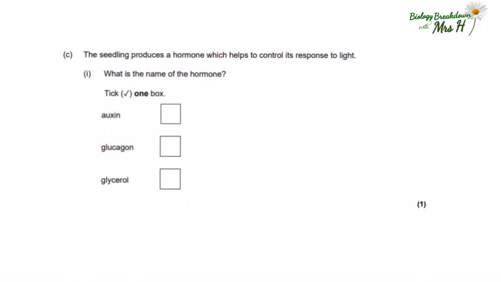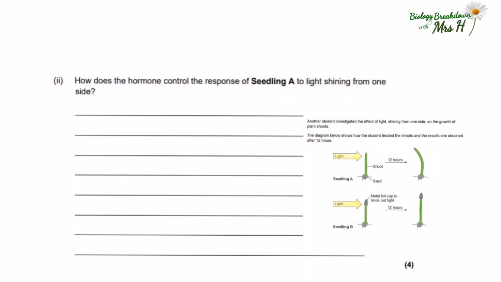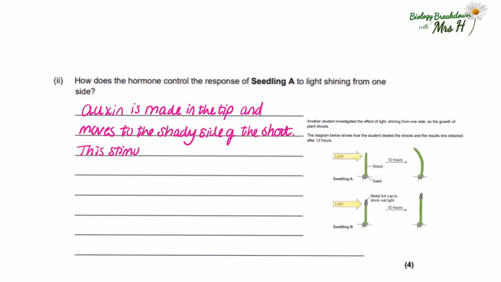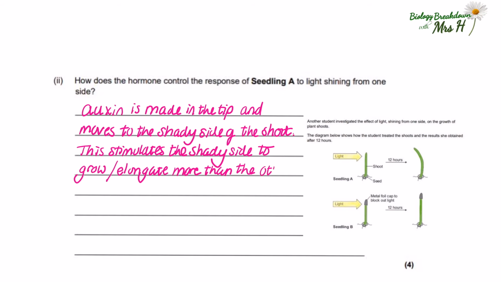The seedling produces a hormone which helps to control its response to light. What is the name of the hormone? Auxin, gluten. Okay, it's definitely auxin, isn't it? How does the hormone control the response of seedling A to light shining from one side? Well, the auxin is made in the tip and moves to the shady side of the shoot. This stimulates the shady side to grow or elongate more than the other side, and that causes the shoot to grow towards the light.